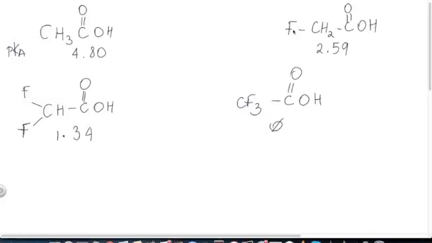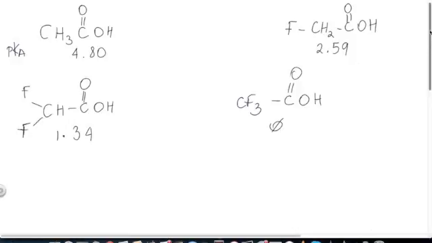If we just place one fluorine on the neighboring carbon, the pKa drops to 2.59. If I have two fluorines, the pKa is 1.34. And if I replace all three hydrogens with fluorines on the neighboring carbon, the pKa drops to 0. This is called trifluoroacetic acid, and it's obviously a stronger acid than acetic acid. In fact, it's about 10,000 times stronger. What is going on here?